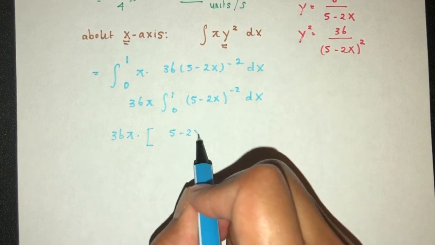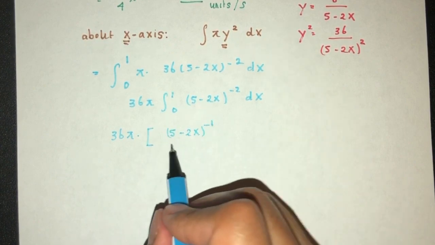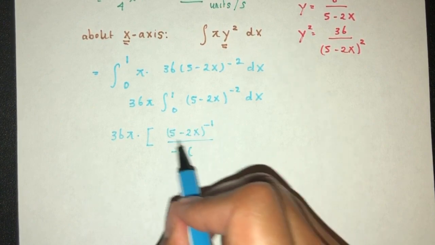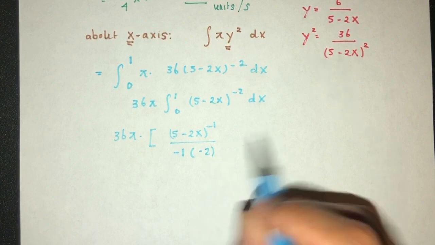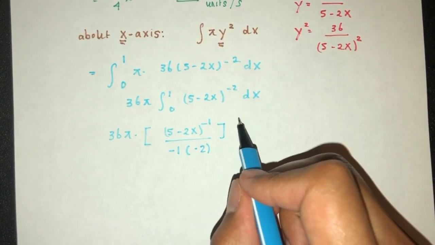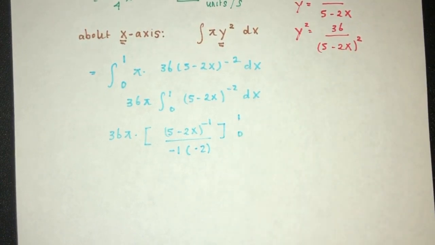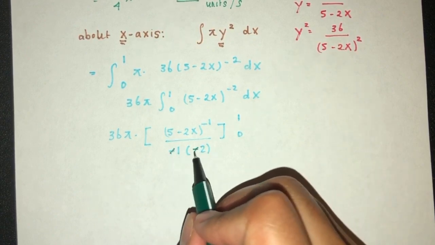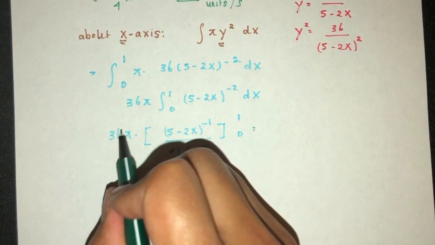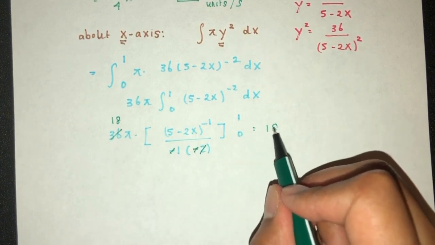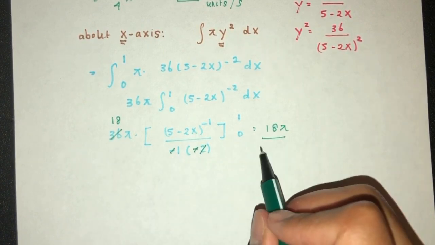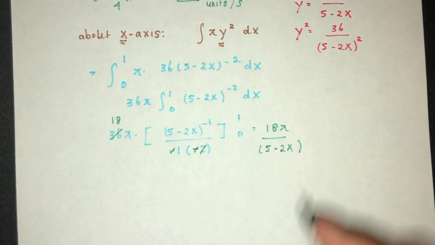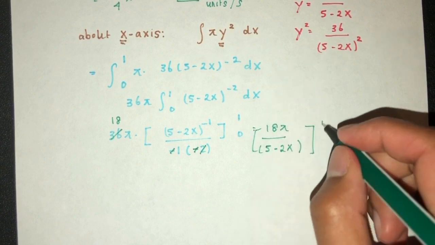First increase the power by 1, which becomes minus 1, then divide by the same power, then divide by d by dx of the value inside, which is minus 2. Of course, the limits are 1, 0. So let's see what we have. We have 2 here, and that will give 18. So we have 18 pi over the value of 5 minus 2x. Again, this will be between the limits of 1 and 0.